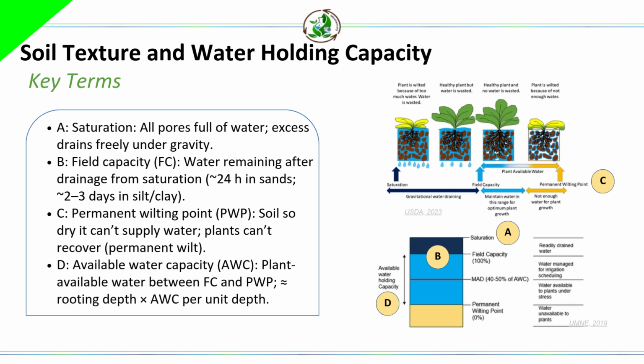C. Permanent wilting point, PWP. The soil is so dry that plants can't take up water and they can't recover, leading to permanent wilting. D. Available water capacity, AWC. This is the water plants can actually use, which is the water between field capacity and permanent wilting point. You can estimate it using the rooting depth and water available per unit depth. Understanding these terms helps farmers know how much water soil can store and how often crops need irrigation.